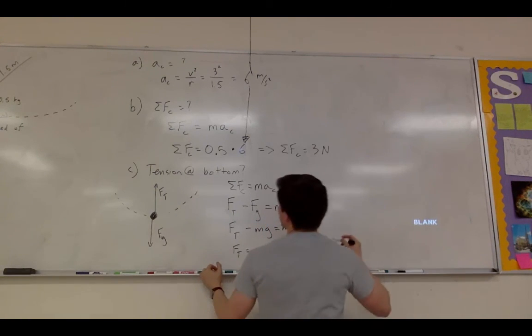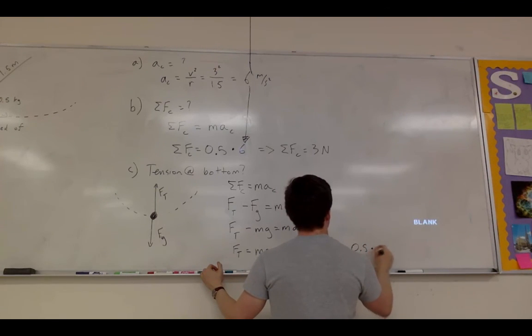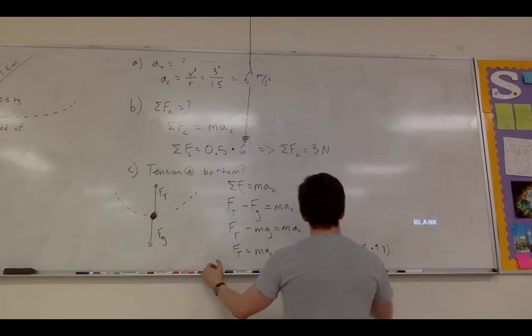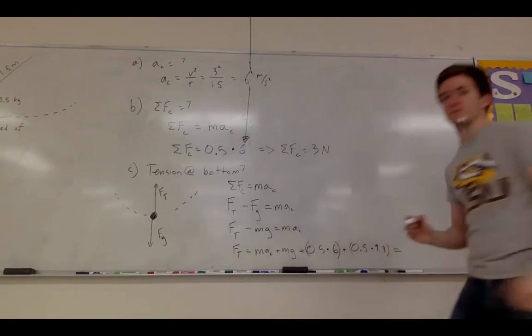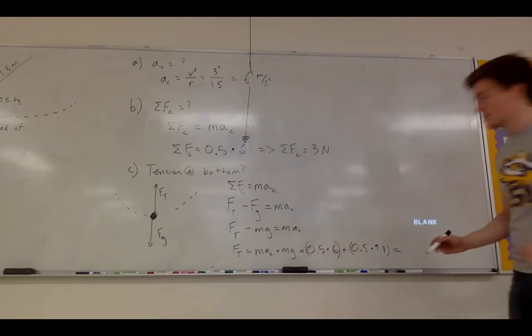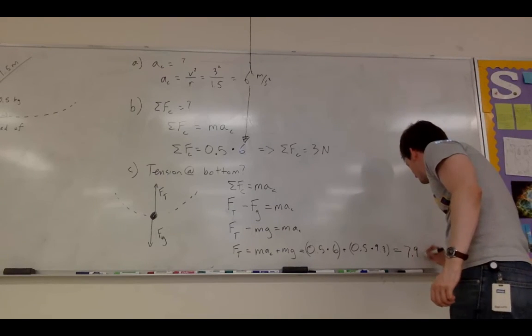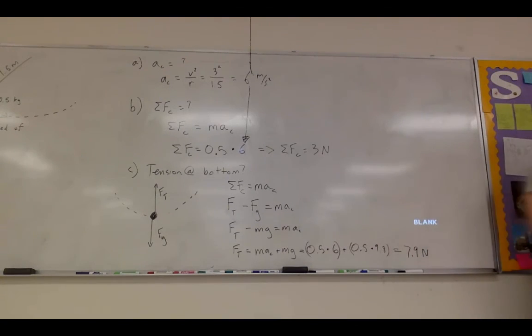What's the mass? 0.5 times 6 plus 0.5 times 9.8. Say again? 7.9 newtons. So, if you had to find the force of tension up there, you would do that.